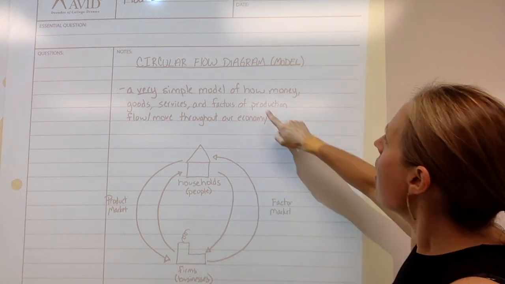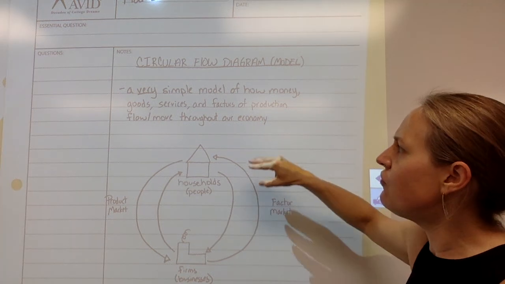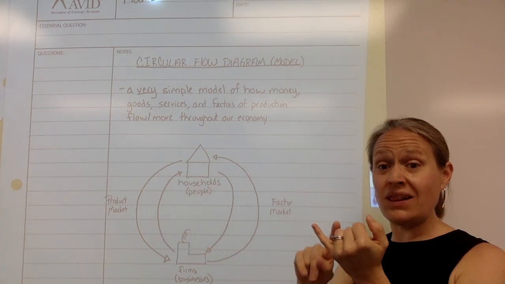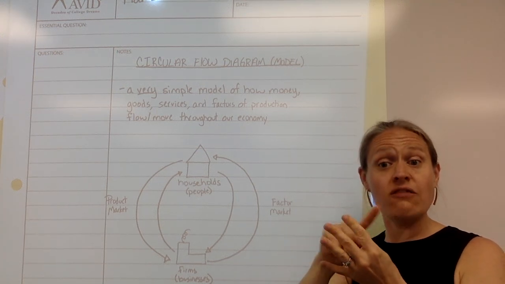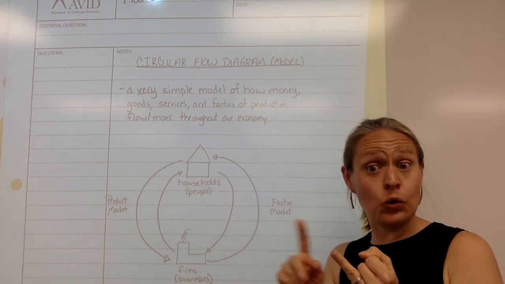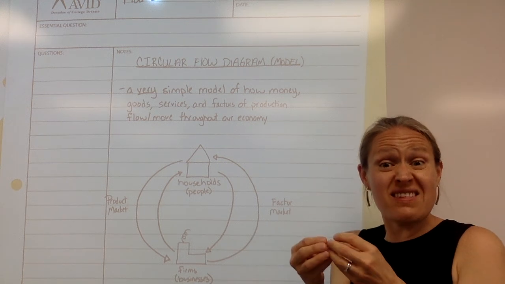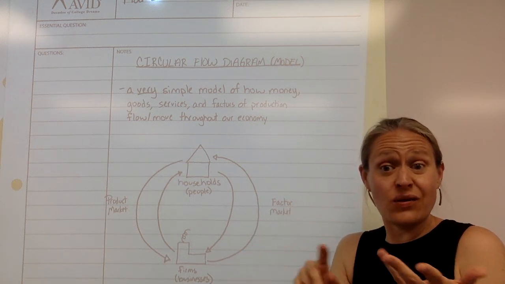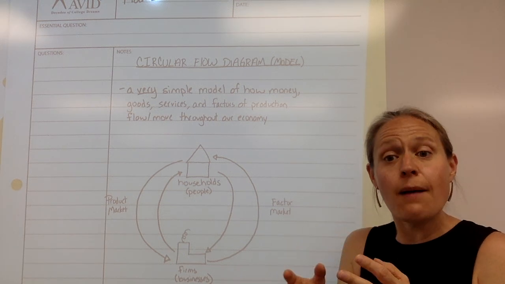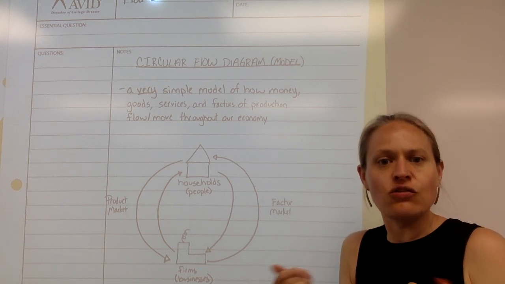So it's a model of how money, goods, services, and factors of production flow and move throughout our economy. Remember those factors of production? Those were land, labor, human capital, and physical capital. Land meaning natural resources, labor meaning people who work, physical capital meaning things that businesses use to get their stuff done, like their machinery, equipment, buildings, and computers, and human capital meaning the people's skills and training that they have to do their job.